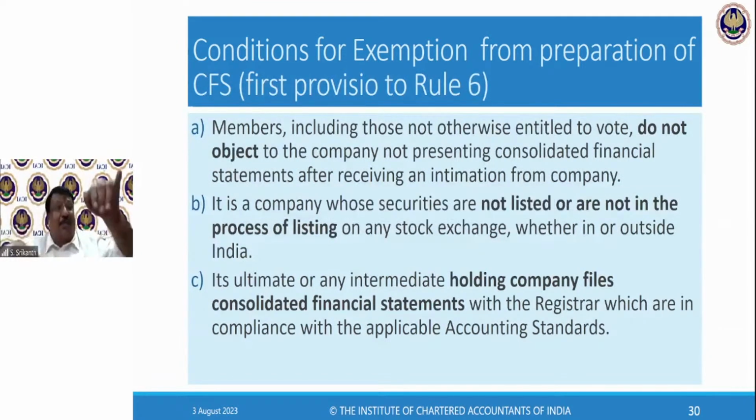Later on, when I started practice, I learned it, then AS21 came. When I wrote my final exam in 1987, there was no AS21. Seriously, no AS21. Then only AS21 came. But consolidation was there. So then I studied AS21, and it was not allowed even then.